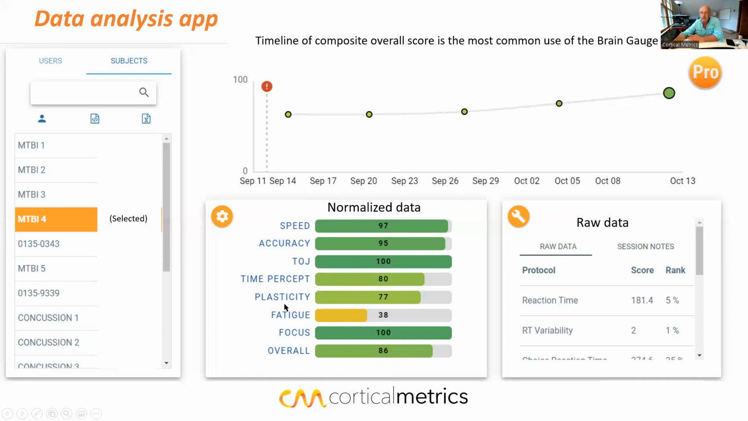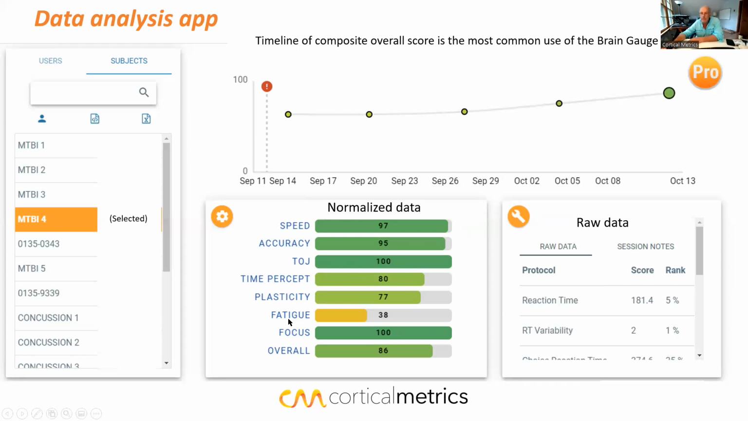Plasticity. Plasticity is a computed score, and this is your brain's ability to adapt to its environment. And this is a really sensitive score to a whole lot of conditions. But one of the things that is kind of interesting is looking at acute versus chronic conditions. If you have acute pain, if you just hurt something, then some of these scores will be bad. Plasticity isn't that impacted. But if you have chronic pain, plasticity usually is impacted.